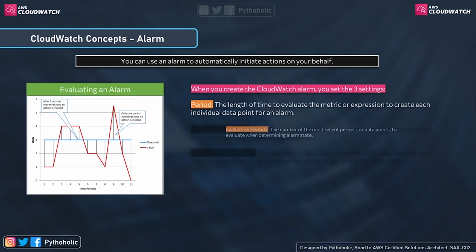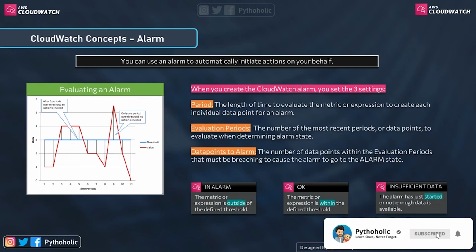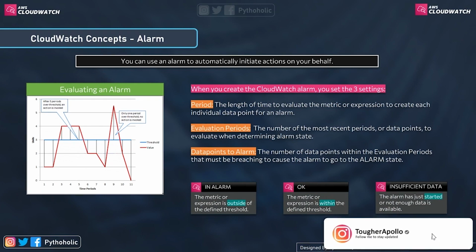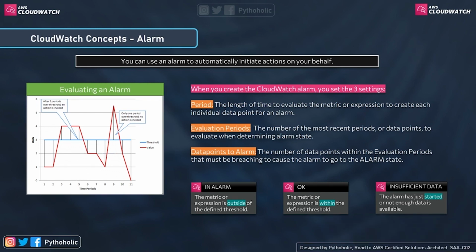Okay, so it can keep track of your metrics up to that long. And when we create an alarm, we need to think of 3 settings. The first one is period, which indicates the single frame of time, which could be in seconds or minutes, based on which we evaluate the metric. Next is evaluation period. It's the most recent period used to determine the state of the alarm. The third one is the data points to alarm. This is the number of time frames or data points which must be breaching the threshold for the alarm to go to the alarm state. Don't worry about this. I'll explain this with an example. So just think about these 3 settings right now.